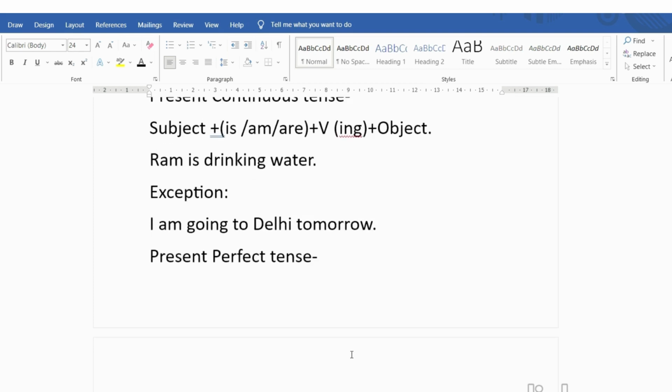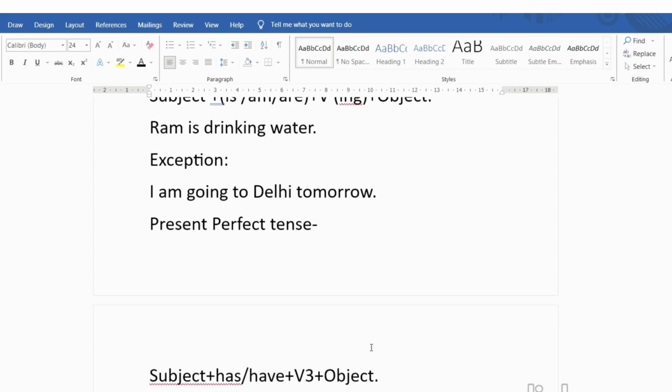Okay. Now, what do I mean by present perfect? First of all, what is the sentence formation? The sentence formation is subject plus has/have plus V3. V3 means third form of the verb. I told you what is V3, plus object.